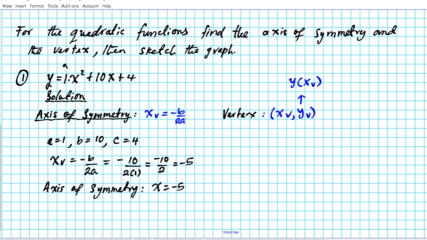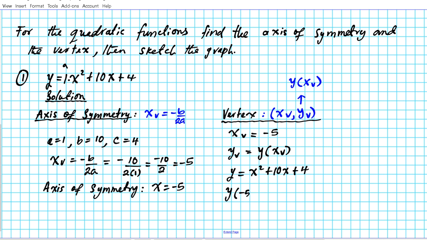So to find the vertex, we need the x-coordinate of the vertex, and guess what? We already found it. The x-coordinate of the vertex is the same as the axis of symmetry. That's convenient. Negative 5. Now for the y-coordinate of the vertex, what we're just going to do is plug the x-coordinate of the vertex into the original function. Okay, so the original function is x squared plus 10x plus 4. And let's evaluate that at the x-coordinate of the vertex, which is negative 5.